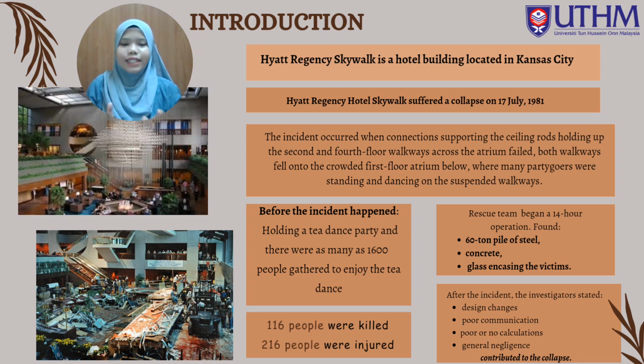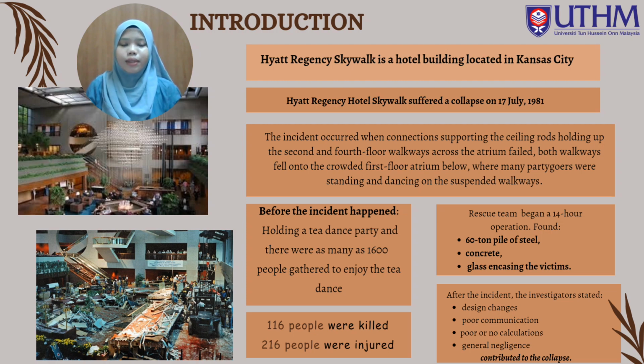On the day of the incident, Hyatt Regency Hotel was holding a tea dance party and there were many people gathered to enjoy the tea dance. The incident occurred when the connections supporting the ceiling rods holding up the second and fourth floor walkways across the atrium fell. Both walkways fell onto the crowded first floor atrium where many partygoers were dancing and standing. In this tragedy, 116 people were killed while 216 people were injured.